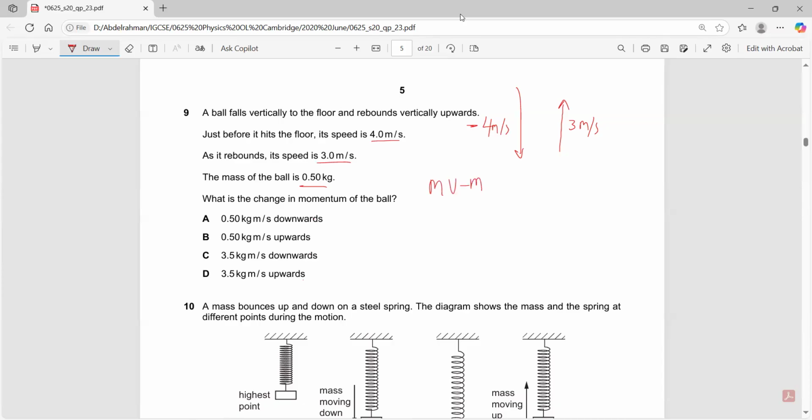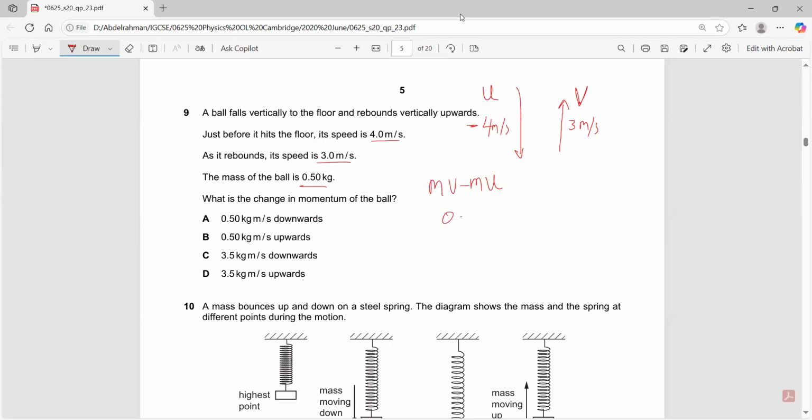mv minus mu. And you have to be very specific in this question. u was the initial velocity and v was the final velocity. In this specific question, other questions we sometimes could have ignored it, but here you have to make sure that you know the difference between u and v. u is negative because it's moving downwards and v is positive because it's moving upwards.